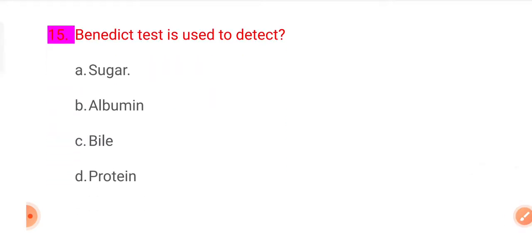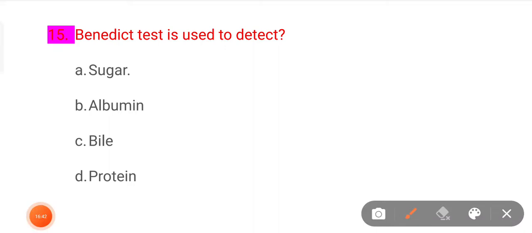The next question is, the Benedict test is used to detect. So what is the purpose of Benedict test? The options are option A, sugar, option B, albumin, option C, bile, option D, protein. The right option is option A, sugar. To find out the sugar in the urine, we can use Benedict test.